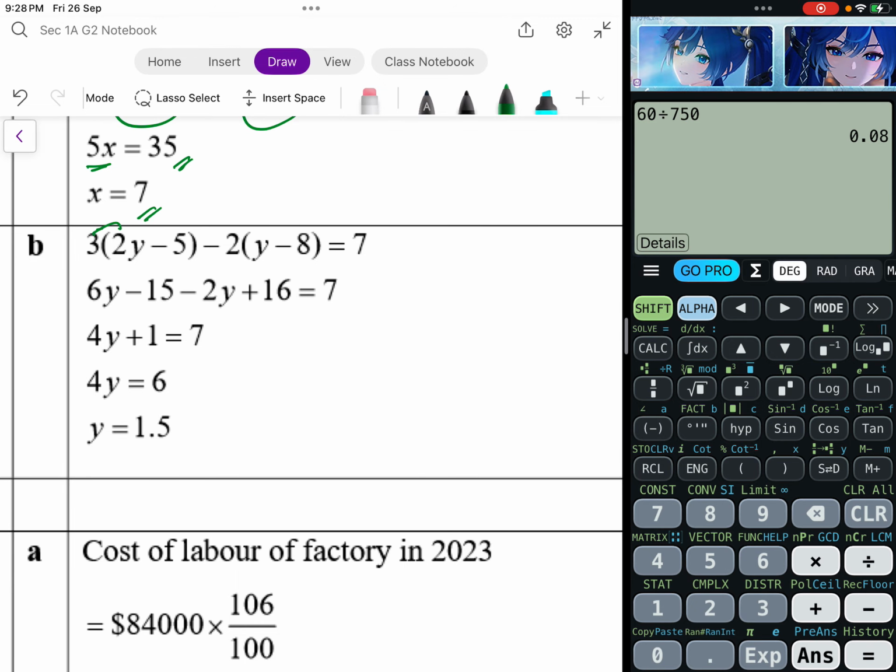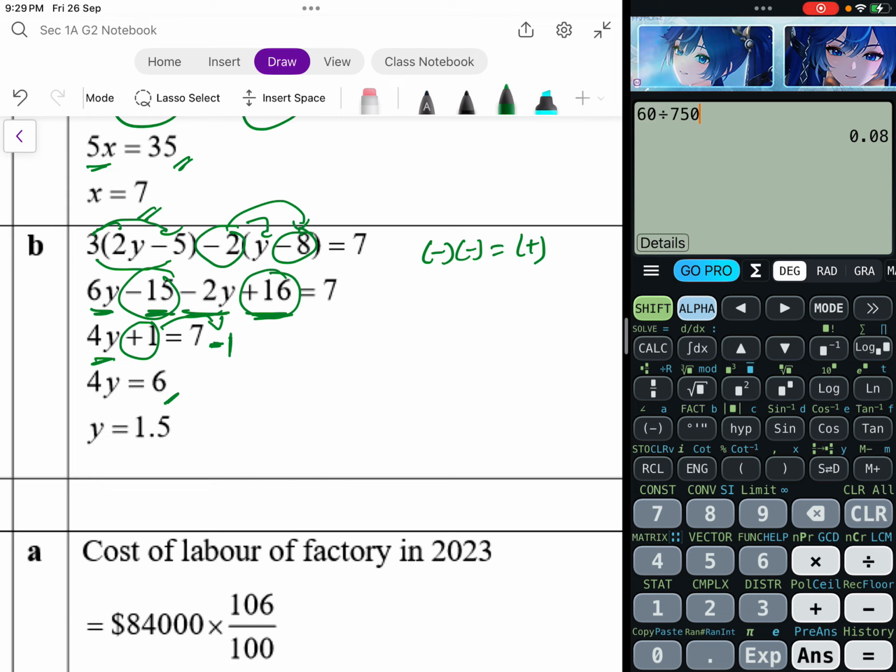Next one, again, expand both sides. 6y minus 15, right? Because 3 times 5. Then your minus 2 times y becomes minus 2y. Minus 2 times minus 8. So remember, minus times minus equals plus. So you get plus 16. So 6y minus 2y is 4y. Minus 15 plus 16 plus 1 equals 7. This one bring over, minus 1. So it's 6. Then divide, you get y equals 1.5.